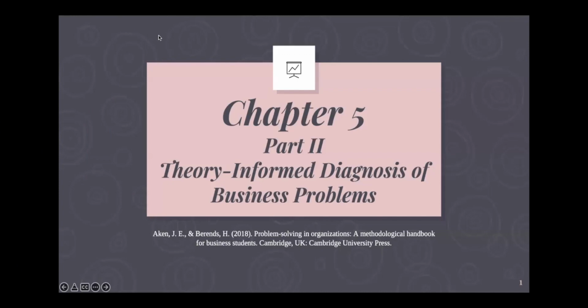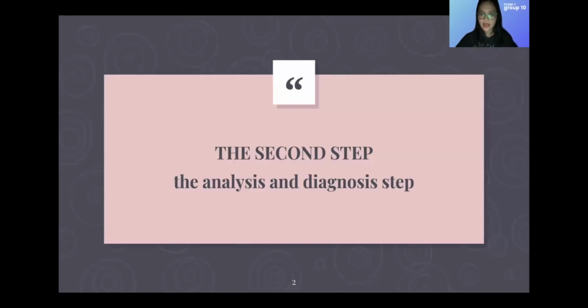Hi everyone, next is Chapter 5, part 2: theory-informed diagnosis of business problems. This chapter concerns the second step of the problem-solving process, the analysis and diagnostic step. The problem has been defined after the first step, problem definition, as we learned before.